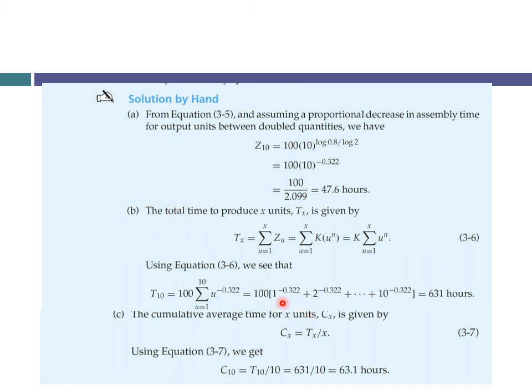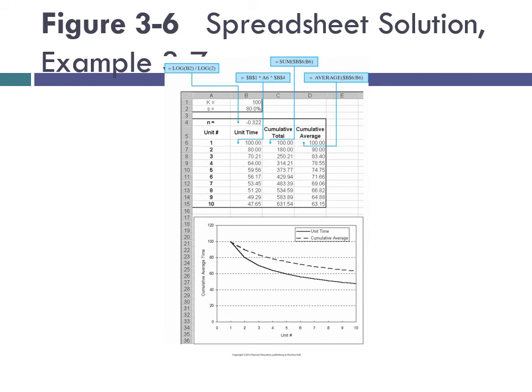But actually, especially in this calculation, as you can see, you need to do a lot of calculation with your calculator. But you can make use of Excel, the spreadsheets, to solve these kinds of problems efficiently. In Excel, you simply write the formula in different cells. So the first part, K is 100, we identified it. We identified that S is 80%. And from here, N is calculated by simply dividing the logarithm of S by the logarithm of 2. So in this cell, we write this formula: logarithm of B2 divided by logarithm of 2.